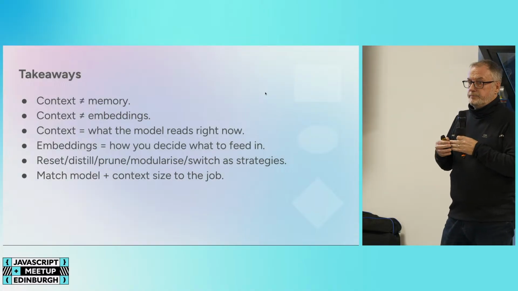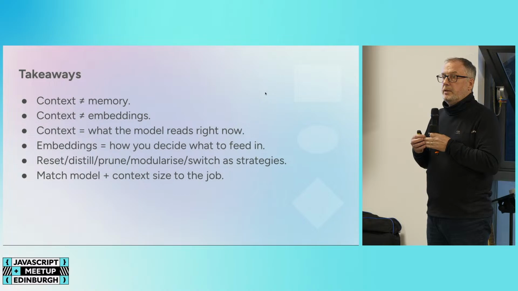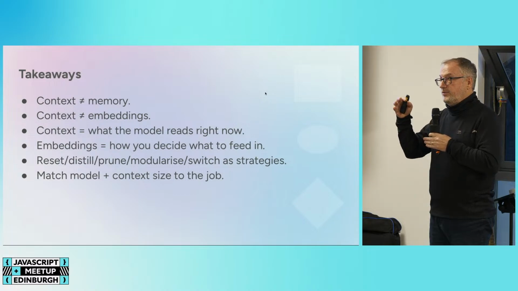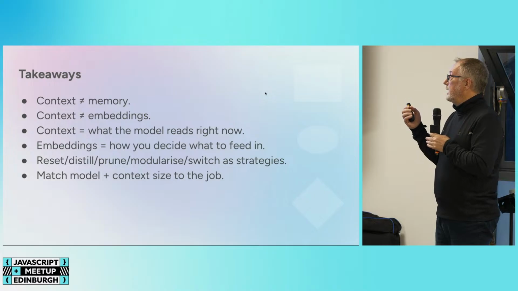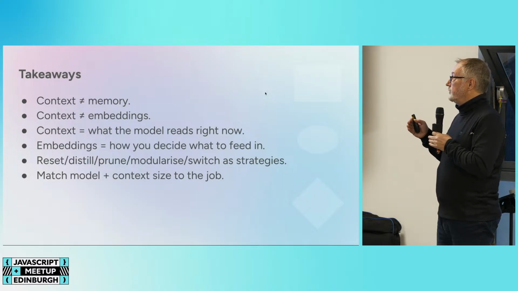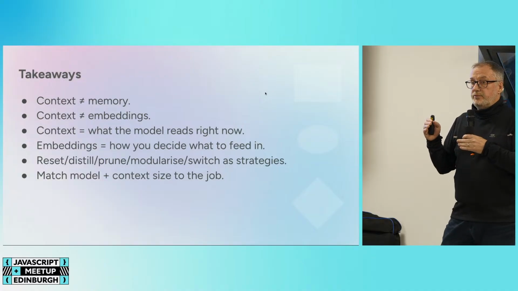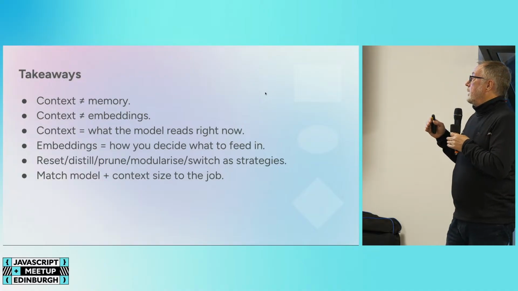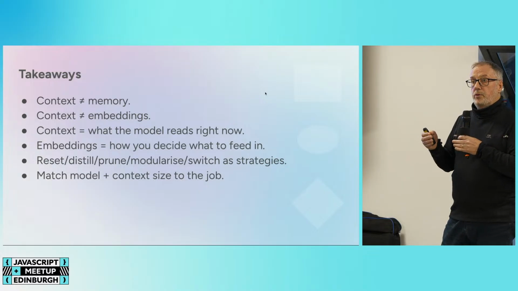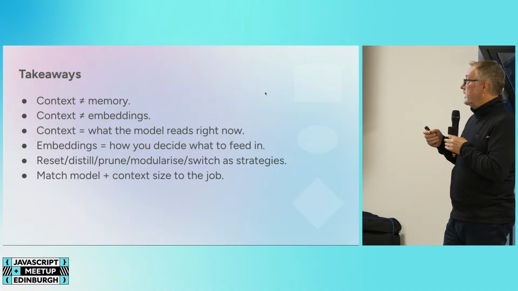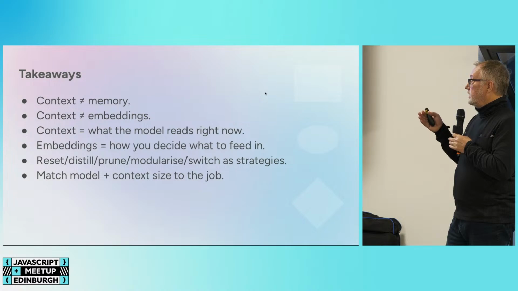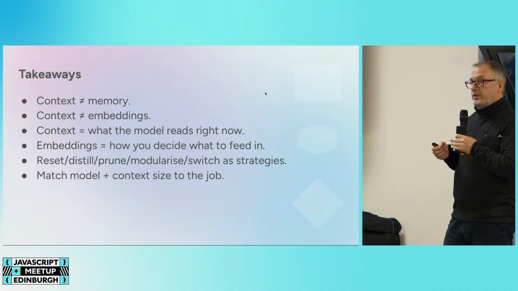Context isn't memory. Context doesn't equal memory. There's not really a thing called memory. It's managed, and it's just what the model sees right now, and it's not just embeddings either. Embeddings are how you decide what to feed in, and that's done with RAG. So when you get to drift or anything that's gone wrong with your context rot, you need a strategy, and there are some strategies there. And then I'd match the model and context size to the job.